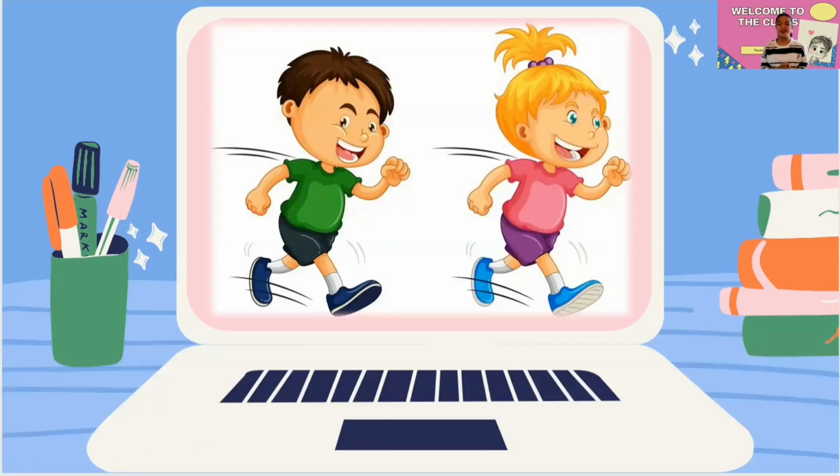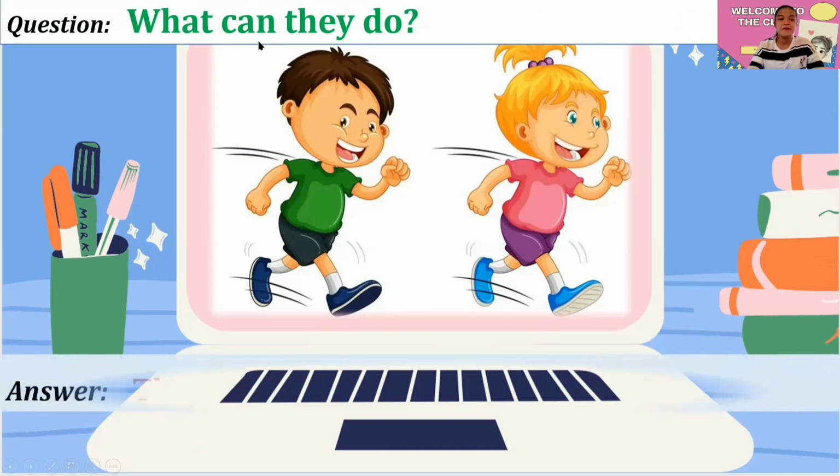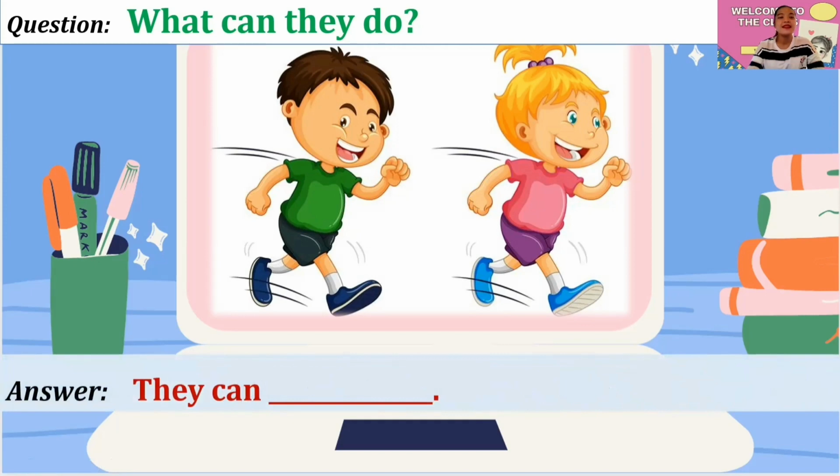How about this picture? How many kids do you see? Very good. 2 kids. And what do you think are they doing? Well, let's begin the conversation by asking you this question. What can they do? Well, the answer will be, they can. Very good. They can run. Let me ask you again. What can they do? They can run. Very good. Let's read this one slowly.